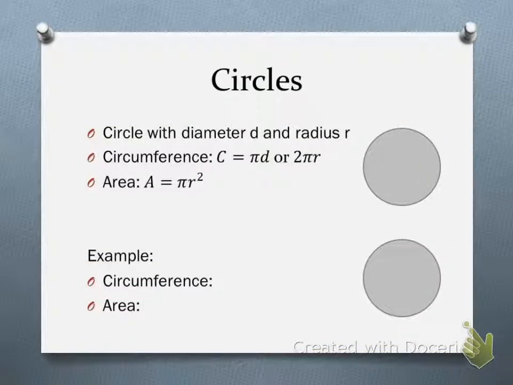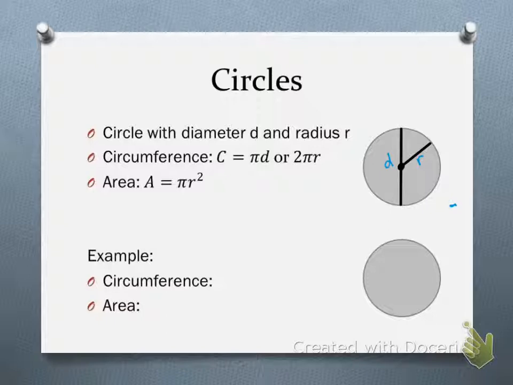Our next shape is circles. Okay, so we have a circle with diameter D. This is a vertical line, or any line, as long as it touches one side, goes through the center, and then touches the other side, would be the diameter. And then our radius would be half of the diameter. So it touches the center and one side, so it doesn't touch 2 sides of the circle.